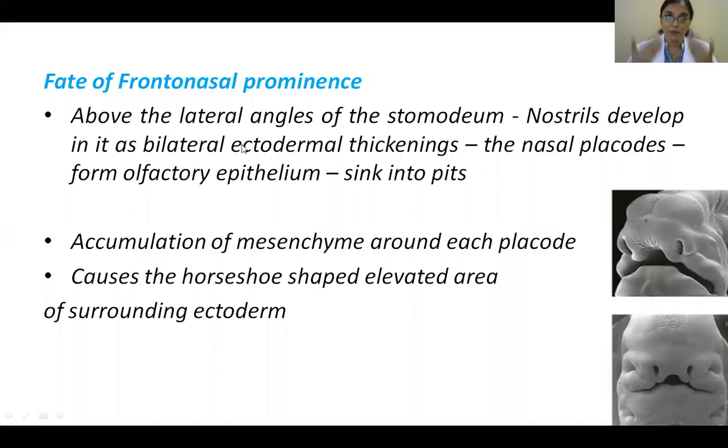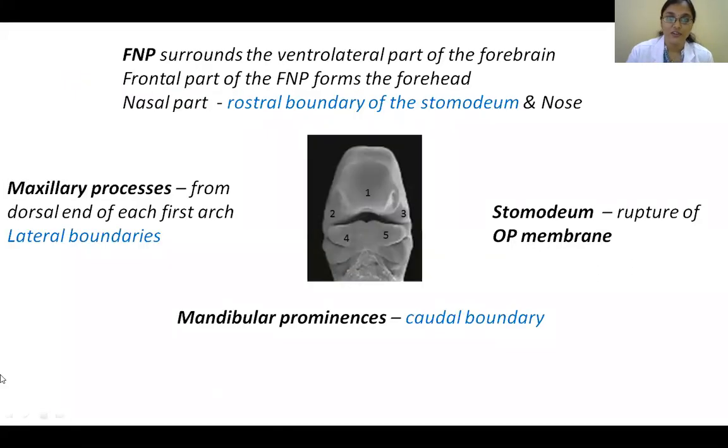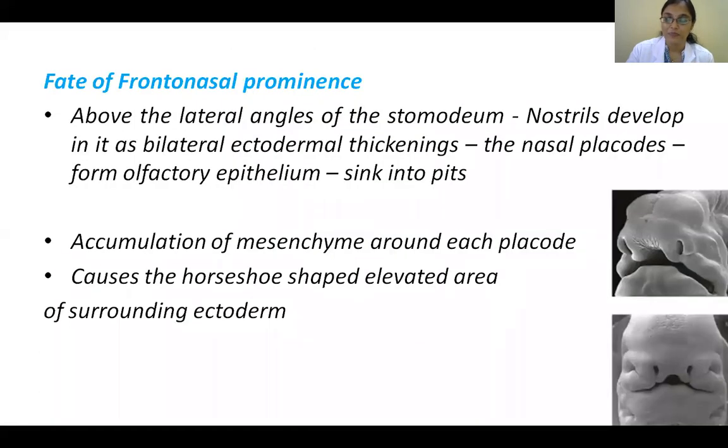So this projection, what is it? It's covered by ectoderm, and inside it is mesenchyme. So the inferolateral part, in the diagram again. This region is the inferolateral part of the frontonasal process. That's where there'll be some thickenings that will develop. Again, these are thickenings, and then the surrounding mesenchyme proliferates.